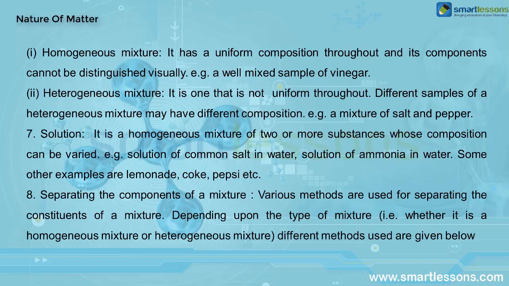A homogeneous mixture has a uniform composition throughout and its components cannot be distinguished visually. For instance, a well-mixed sample of vinegar. And a heterogeneous mixture is one that is not uniform throughout. Different samples of a heterogeneous mixture may have different compositions. For instance, a mixture of salt and pepper.